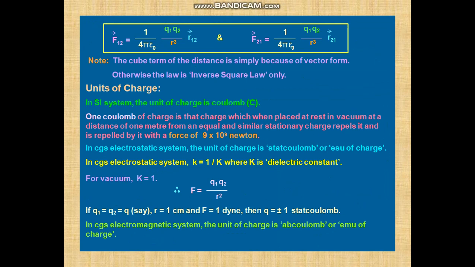In the CGS system, the unit of charge is statcoulomb or ESU of charge. In the CGS electrostatic system, the small k becomes equal to 1 upon capital K, where capital K is the dielectric constant. For vacuum, capital K is 1. The formula becomes F equals Q1 Q2 upon r square, and here we can define 1 statcoulomb as we have defined 1 coulomb.